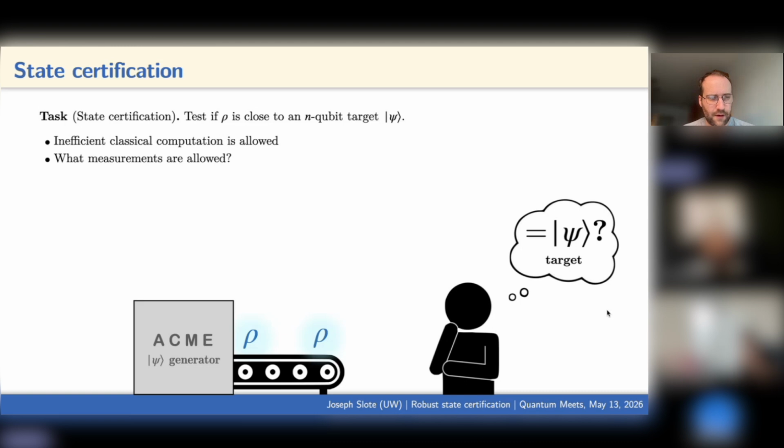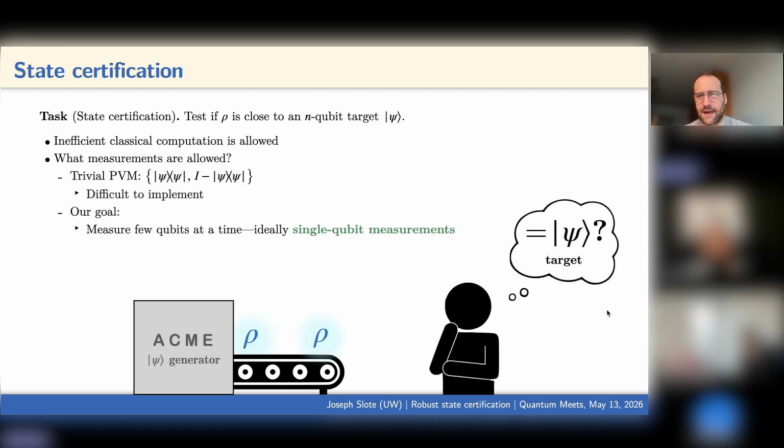Then, let's think about what measurements are allowed. If we have arbitrary measurements, then there's a very trivial way to do this, which is you simply do the two-outcome measurement that's projecting onto psi. But there's a lot of interest in doing the certification with much simpler measurements, for example product measurements, by which I mean product on single qubits. Of course, we have the trivial PVM, but it's difficult to implement. We will only measure a few qubits at a time, ideally just 1 qubit at a time.